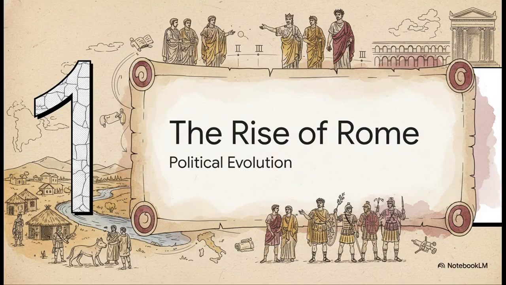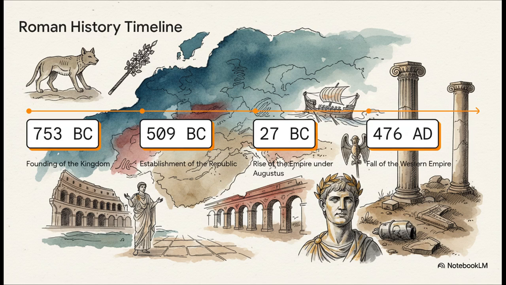Starting off with Section 1, the rise of Rome. To really appreciate the buildings we left behind, you kind of have to understand how we evolved politically. We actually started way back in 753 BC as a simple elective monarchy, but in 509 BC we overthrew the kings and established a constitutional republic. This was a completely defining era for us.